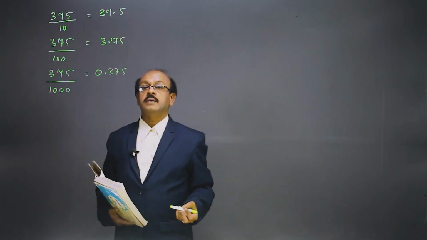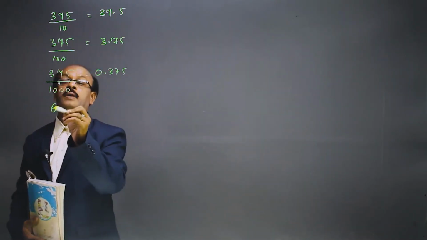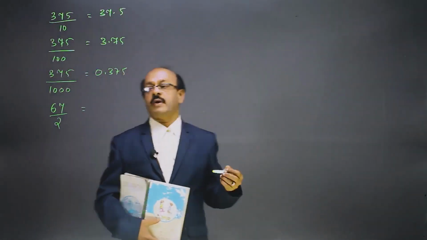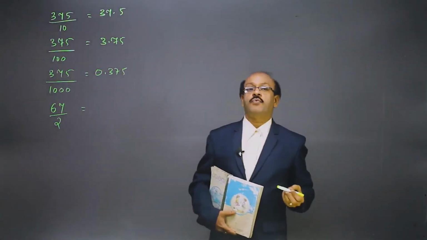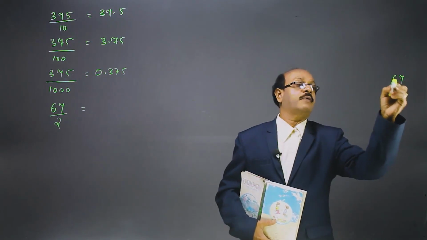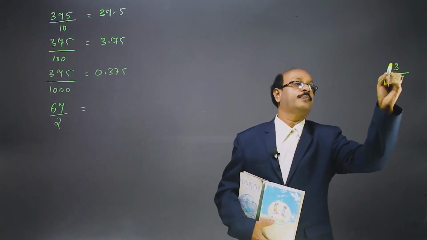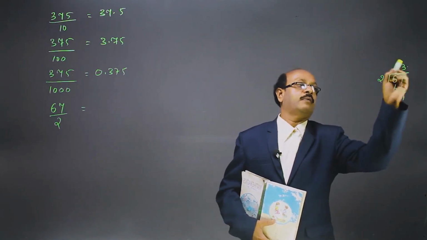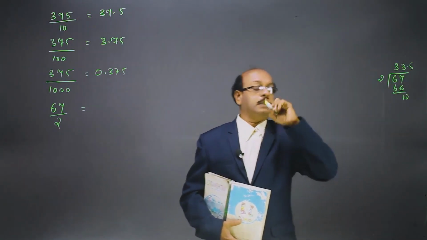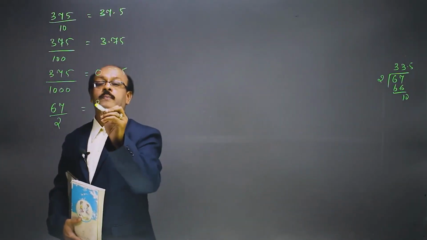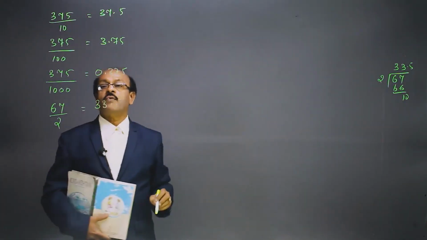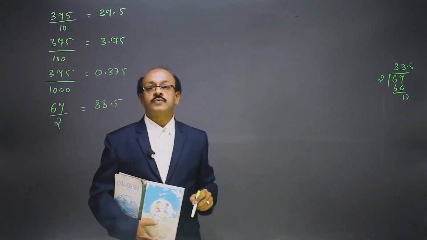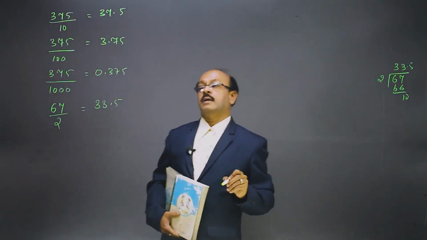Now we can find by dividing 67 by 2. If we are dividing 67 by 2, we will get the decimal form: 3 2s are 6, again 3 2s are 6, 1. Giving decimal, it is 33.5. Here also, after one place of decimal, it is stopping. So, these are examples for terminating decimals.